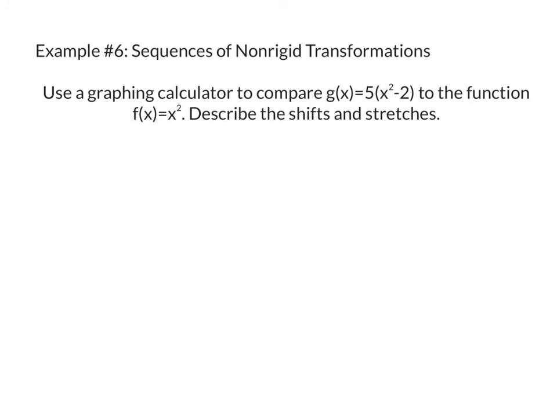All right, so example 6 says use a graphing calculator to compare g of x equals 5 times x squared minus 2 to the function x squared. Describe the shifts and stretches. For this function, the best thing I can say is to go ahead and type it into our graphing calculator. You go to y equals, and you will type in 5 parentheses x squared minus 2, close your parentheses, and then graph it.